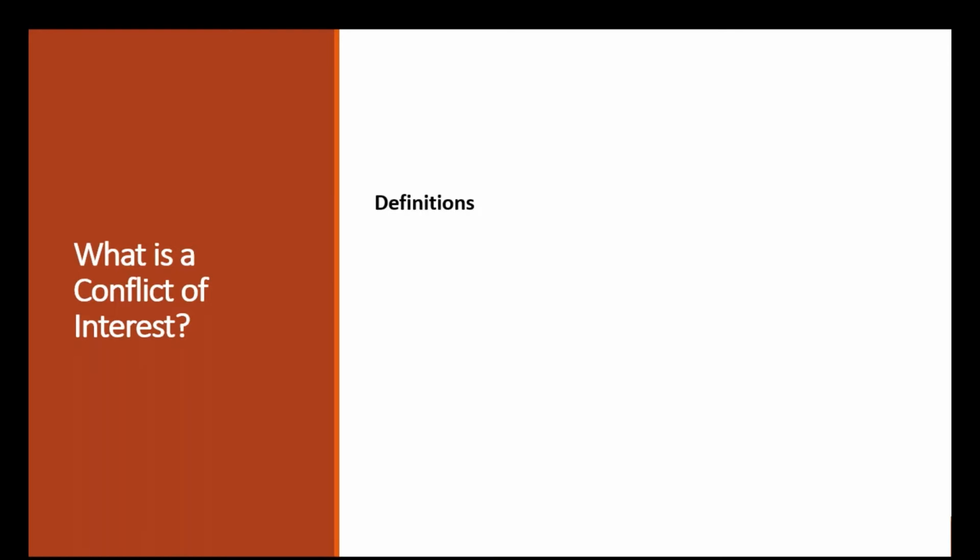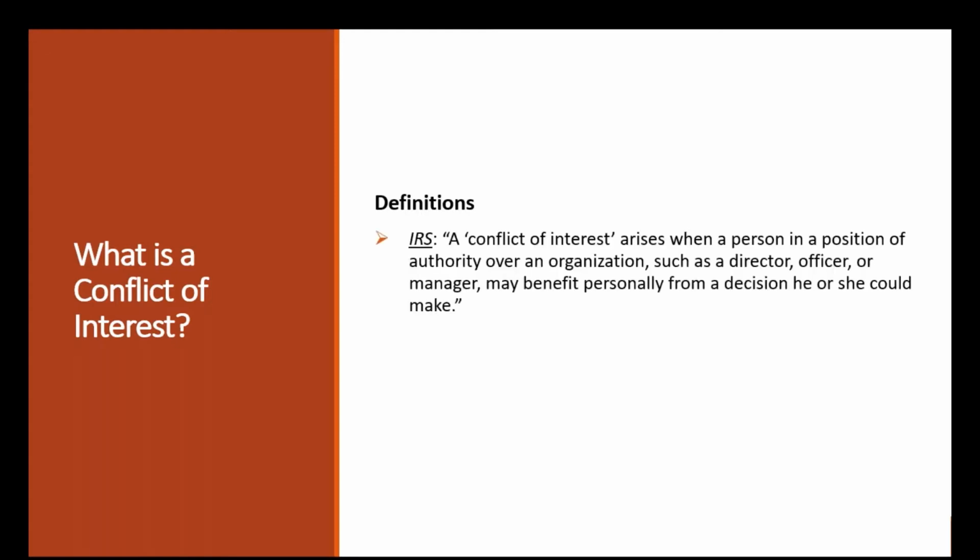Okay, let's start with some definitions. What is a conflict of interest? So here's an IRS definition. A conflict of interest arises when a person in a position of authority over an organization, such as a director, officer, or manager, may benefit personally from a decision he or she could make. I really like this definition. I think it's clear, it's concise.